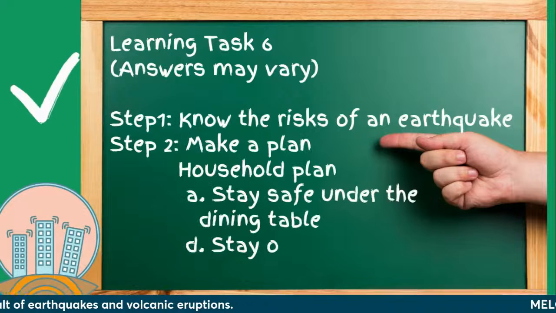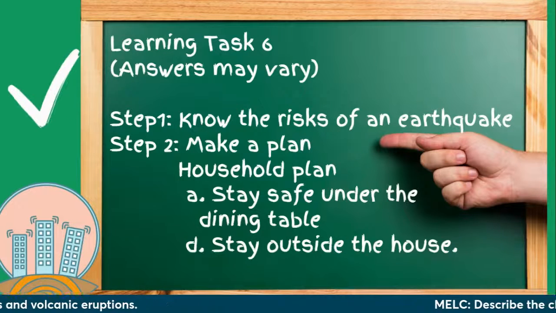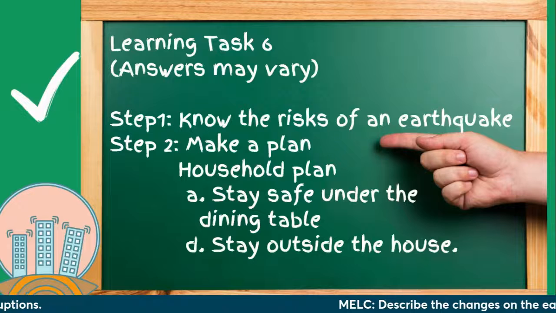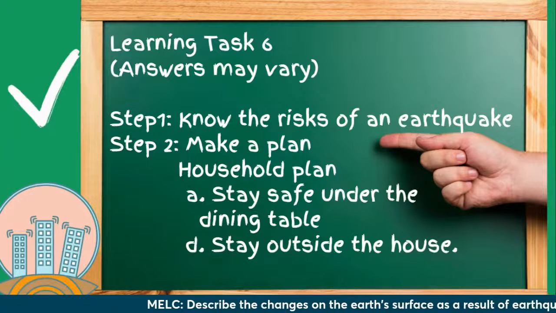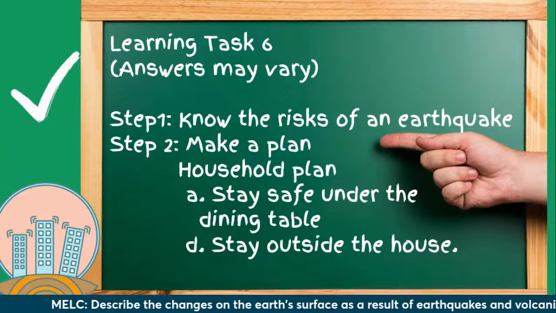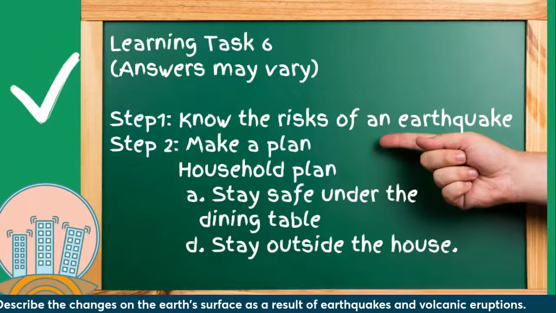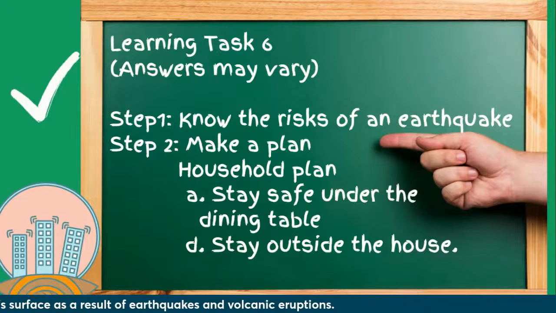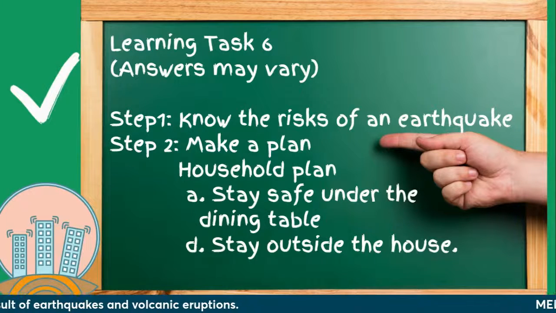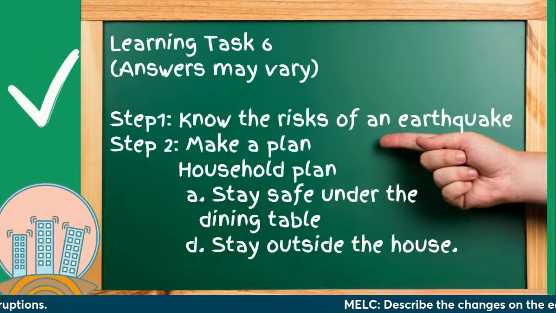For learning task 6, your answers may vary, but I have suggestions here. Example, step 1, know the risk of an earthquake. I choose earthquake to be an example. Step 2, make a plan. So just think of a simple plan. Example, household plan. Stay safe under the dining table or stay outside the house. As simple as that.